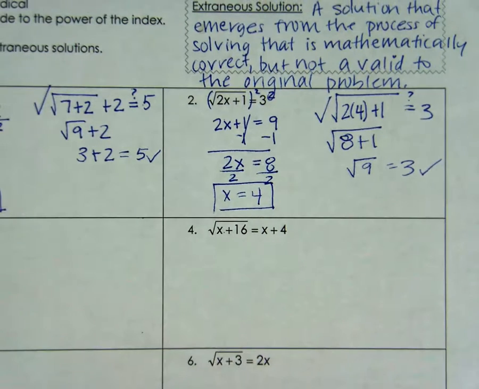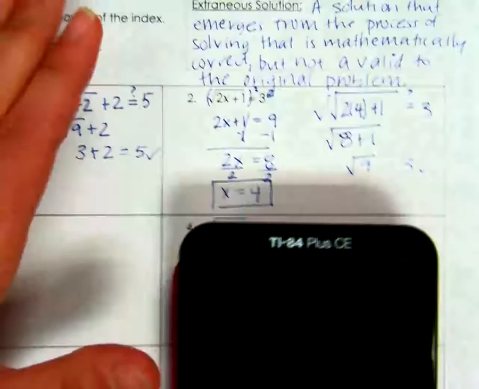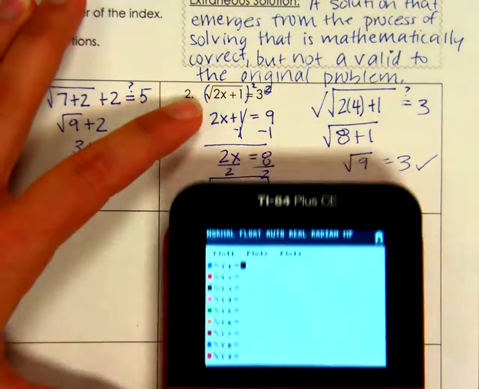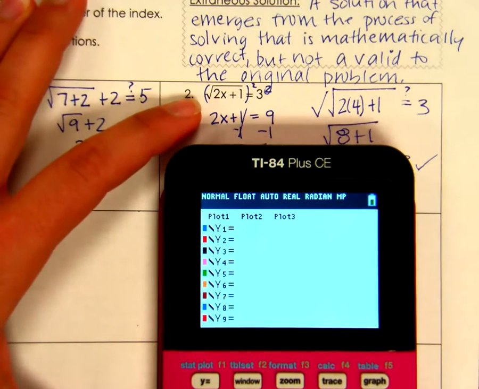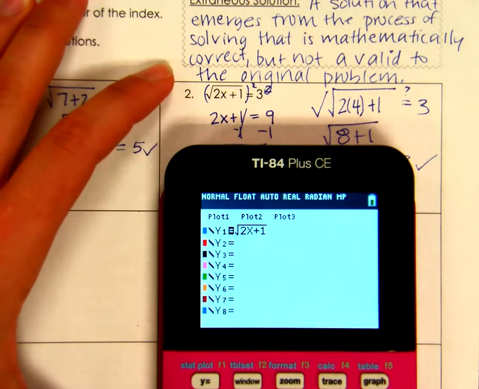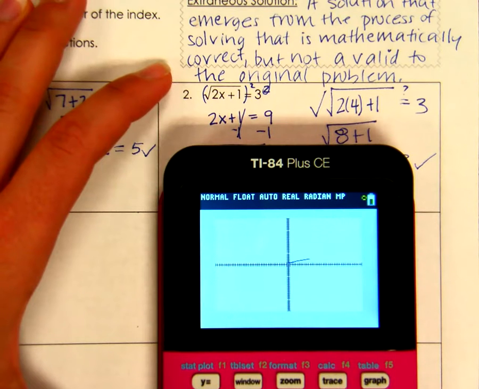Real quick, just to back up, I just want to show you how you could show this on your calculator. You would go into your y equals, and you'd put each side of the equation in separately. So you would do the square root of 2x plus 1, and then you would also put 3. If you hit graph, I think I'm way zoomed out. We may need to back out, but I think it'll still be okay because we can see the intersection there.